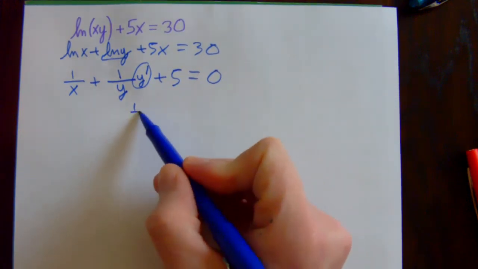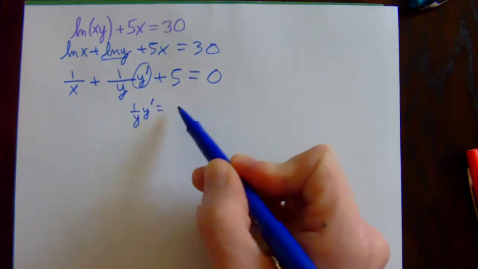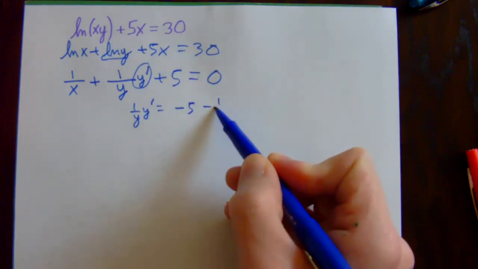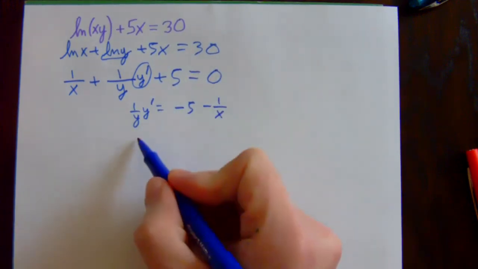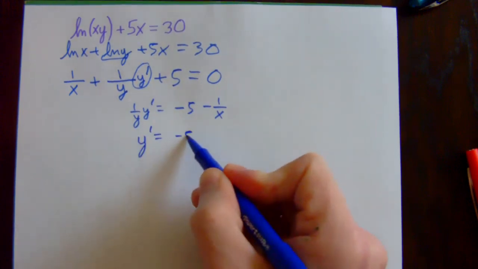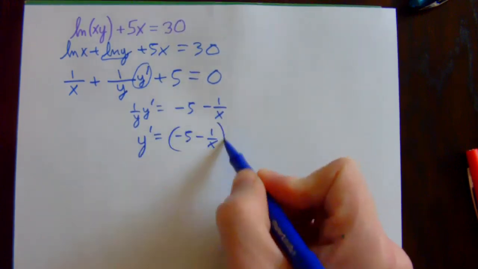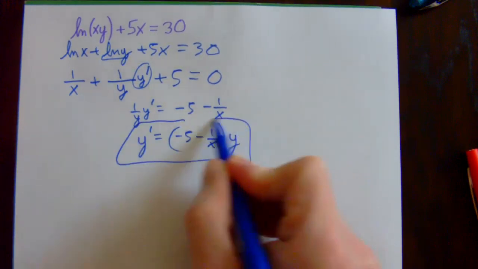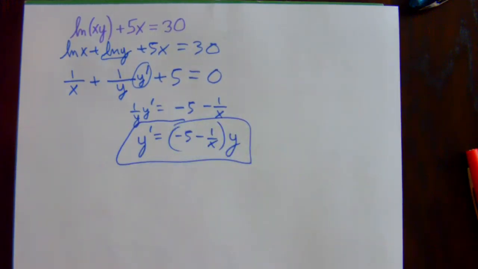So I'm going to move the 5 over. I'm going to move the 1 over x over, just subtract those over to the other side. And I'm just going to multiply both sides by y. And then we're good right there for our first derivative.